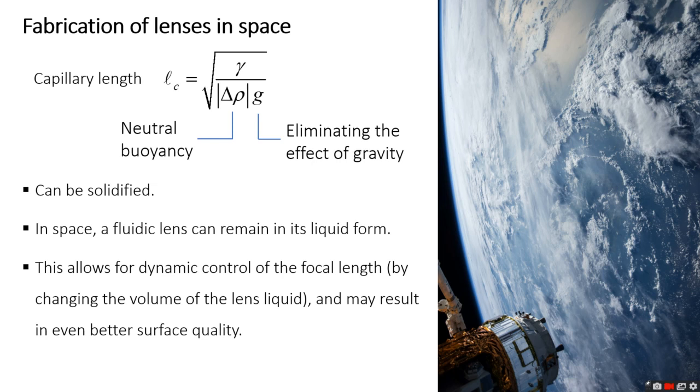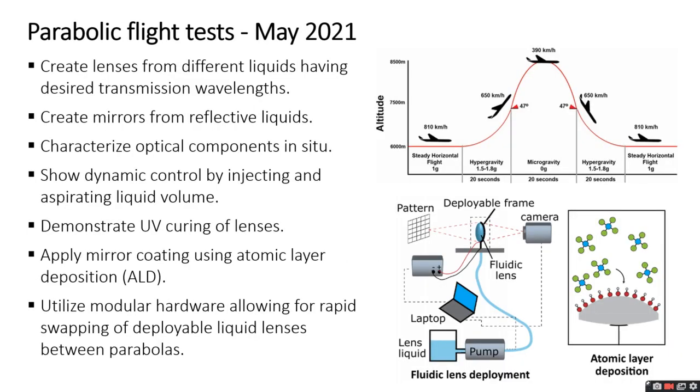We are currently collaborating with NASA's Ames Research Center to test this technology under microgravity conditions in a series of parabolic flight experiments planned for early May this year. We're also collaborating with researchers from NASA's Goddard Space Flight Center, who developed a method that allows to quickly apply reflective coatings using atomic layer deposition techniques. The idea behind the latter experiment is to produce a concave lens during a microgravity parabola, and then to coat it in a subsequent parabola, creating a spherical mirror in microgravity.